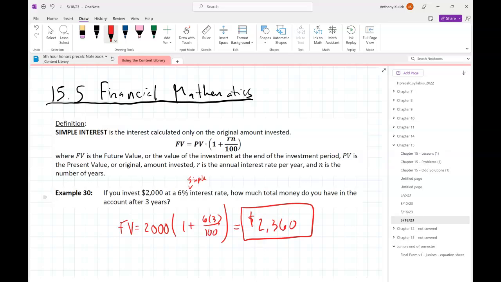So how much interest did I actually earn on my investment? Again, how did we find that? We just took the future value that we calculated and subtracted from the initial investment, the present value.